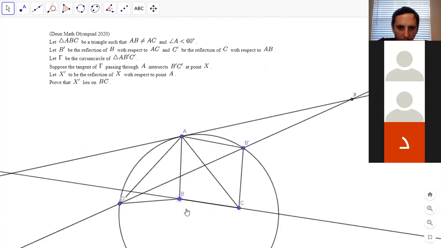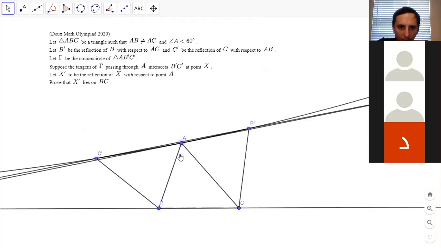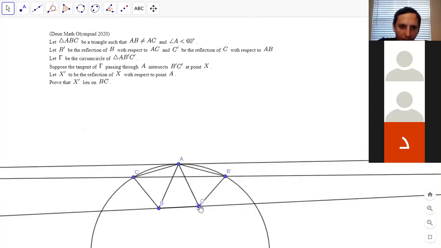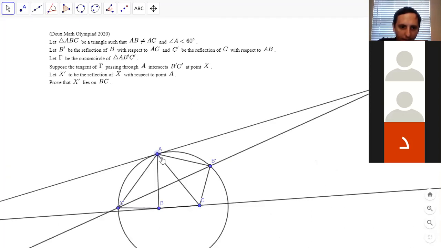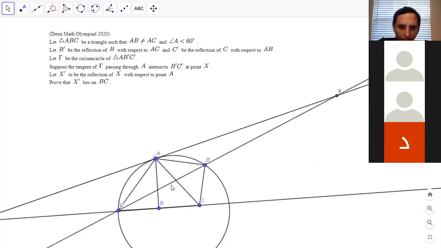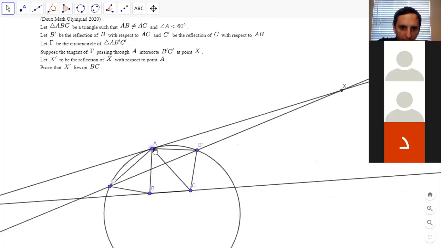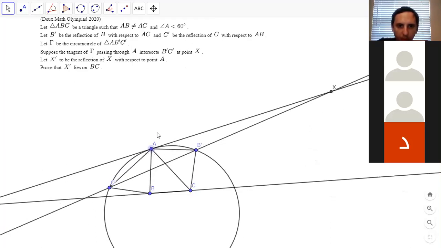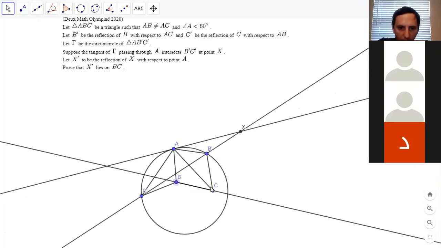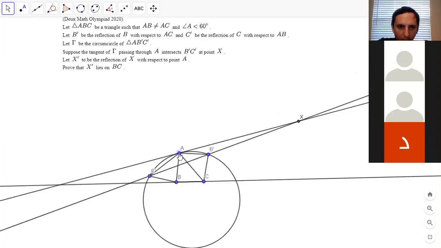Angle A, we want it to be less than 60 degrees. I wonder if since A is less than 60, it tells you where X is or which side it intersects on. It's not easy to make a good diagram here, but I think that should be good enough. I'll shrink it a little bit more. I think that's good.